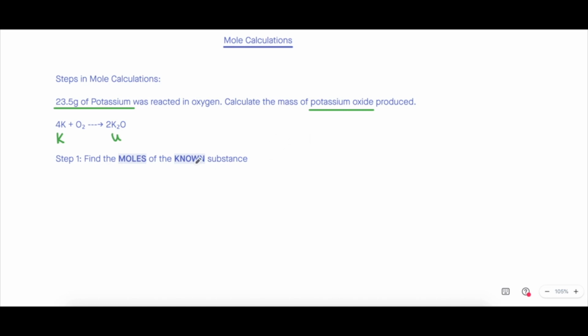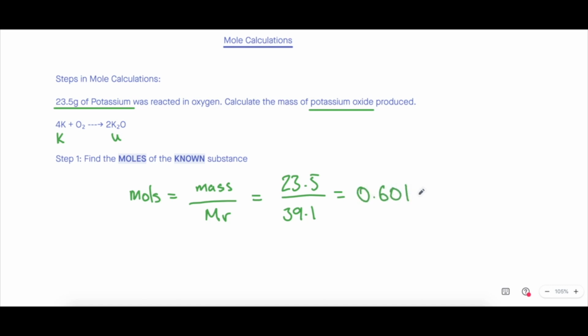So we're trying to find out the moles of the known substance. We've got the mass, so you've got to think about what equation to use. Moles is equal to mass over Mr. So you put the numbers in. 23.5 grams, and the Mr of potassium, if you look on the periodic table, should be 39.1 grams per mole. Put that in your calculator and you should get 0.601 moles of potassium.